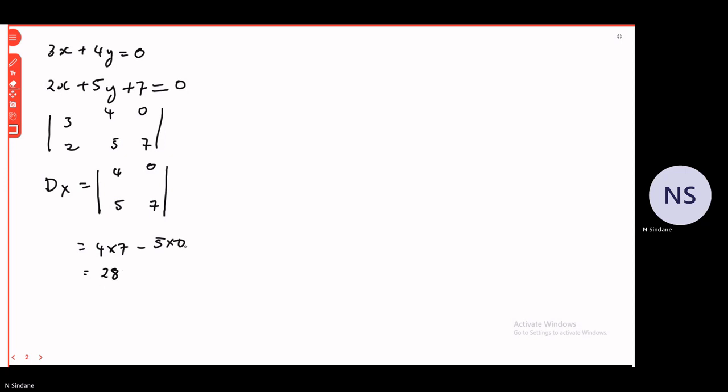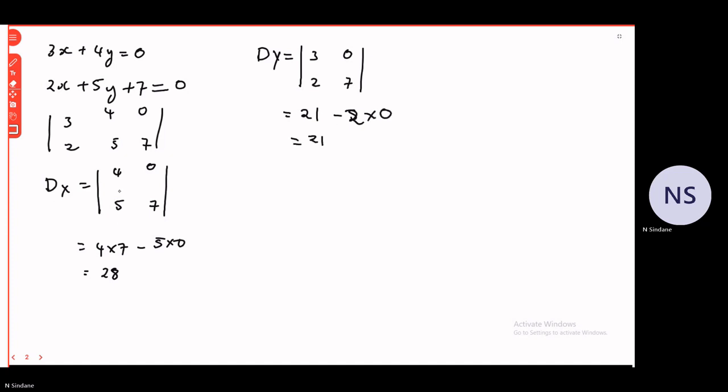Now let's calculate dy. For dy, I'm going to have 3, 2, 0, 7. Then 3 times 7 is 21, minus 2 times 0, which is 0. So my solution is 21.